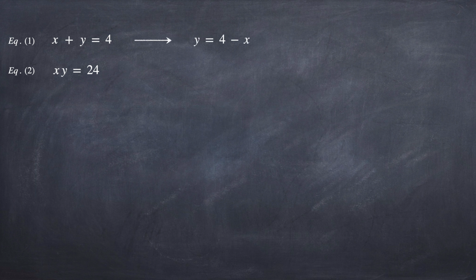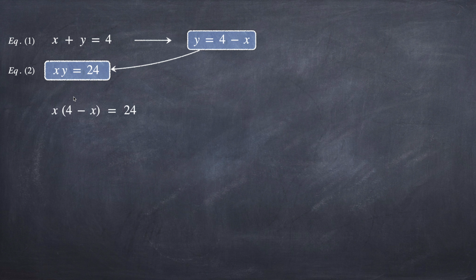From this first equation, let's write y as a function of x. So y is 4 minus x. And let's use this result in the second equation and obtain x times (4 minus x) equals 24. So 4x minus x squared minus 24 equals 0. Let's rewrite this equation as x squared minus 4x plus 24 equals 0.